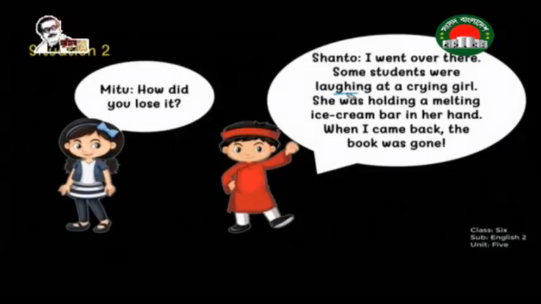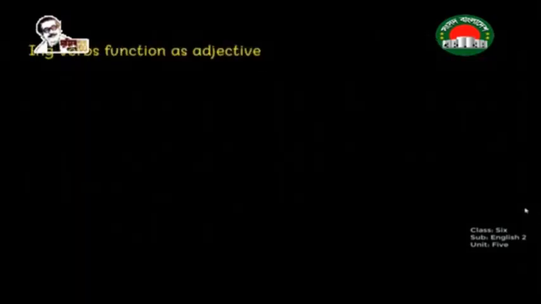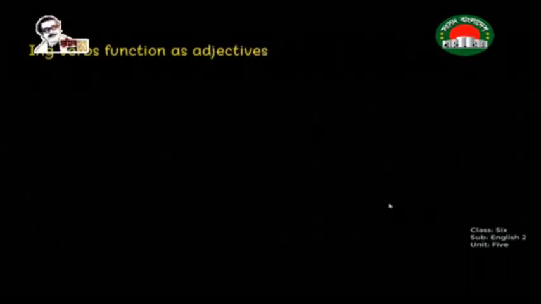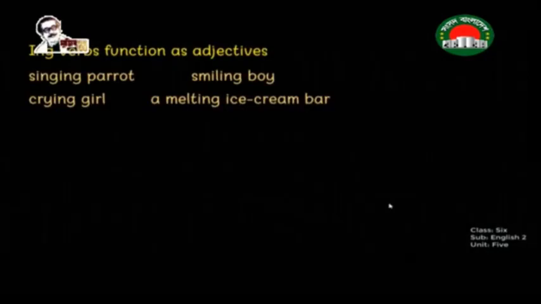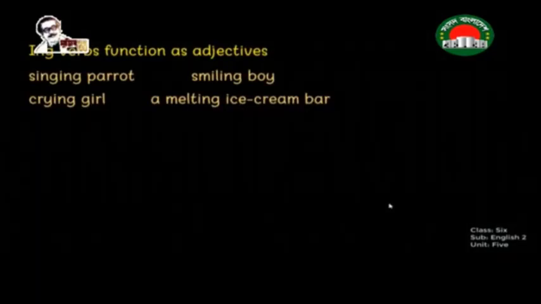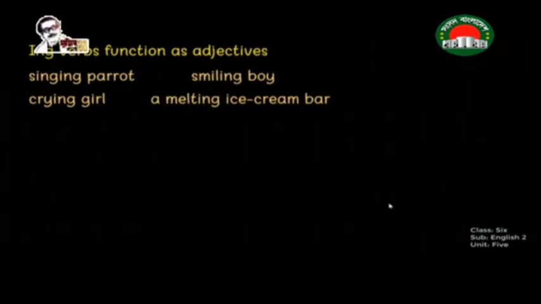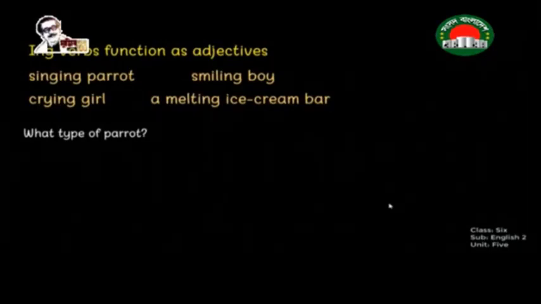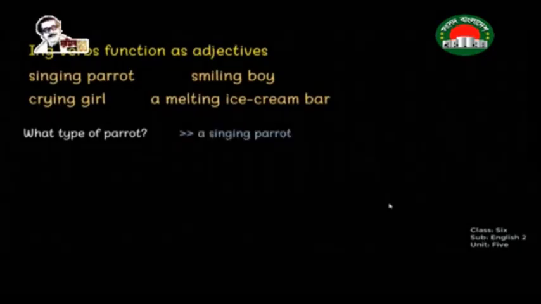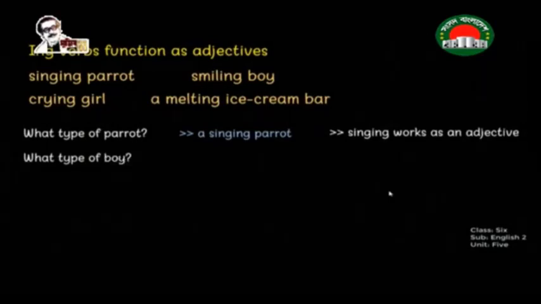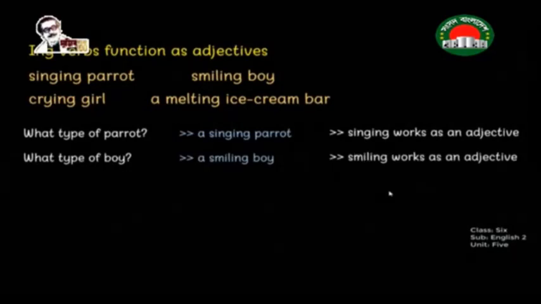Yes. Now let's analyze how an ing verb can function as an adjective. Ing verbs function as adjectives. So look at the phrases we have used. Singing parrot, smiling boy, crying girl, a melting ice cream bar. So we can ask what type of parrot is a singing parrot. So singing works as an adjective. And we can ask what type of boy, a smiling boy. Smiling works as an adjective.